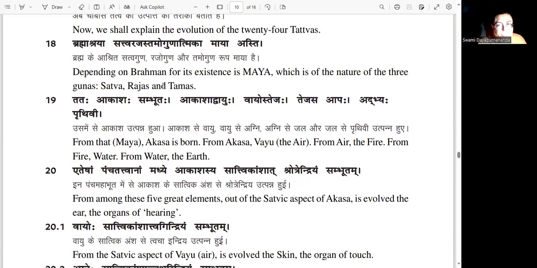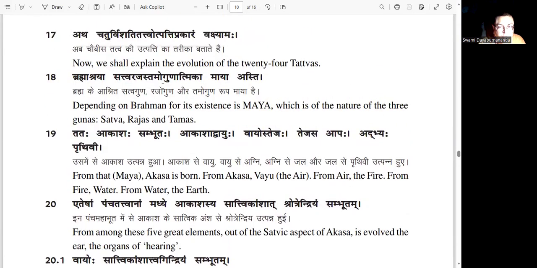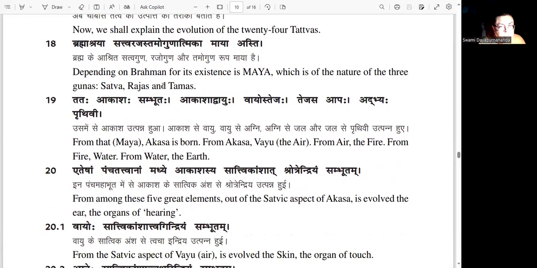In number 20, the next point, he says: एतेषां पञ्चतत्त्वानां मध्ये आकाशस्य सात्विकांशात् श्रोत्रेन्द्रियं सम्भूतम्. What is he saying? He is saying that from these five great elements, the Panchamahabhuta, which we have already studied, these five, Akasha, Vayu, Teja, Apa and Prithvi.